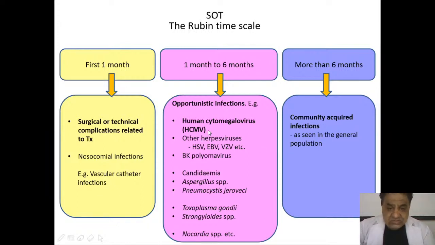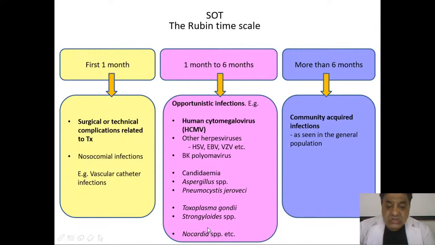CMV is a problem in any transplant. All the other herpes viruses also in any transplant. BK virus is peculiar to renal transplant because it's sitting in the kidney. Then any transplant recipient can have candidemia, aspergillus, pneumocystis, fungal infections. Parasites, protozoa, toxoplasma gondii could be a big problem.